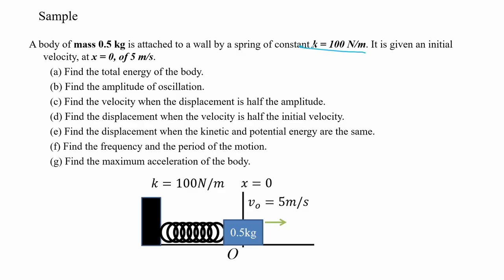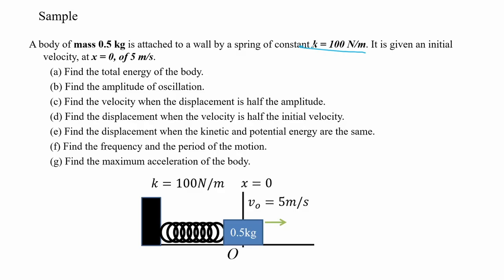Letter B, find the amplitude of oscillation. Letter C, find the velocity when the displacement is half the amplitude. Letter D, find the displacement when the velocity is half the initial velocity. Letter E, find the displacement when the kinetic and potential energy are the same.